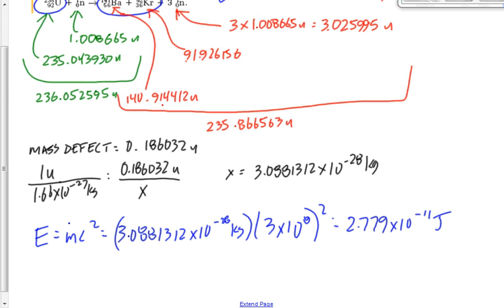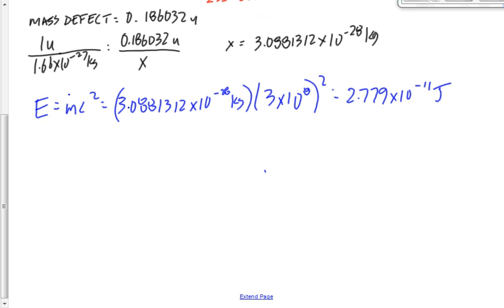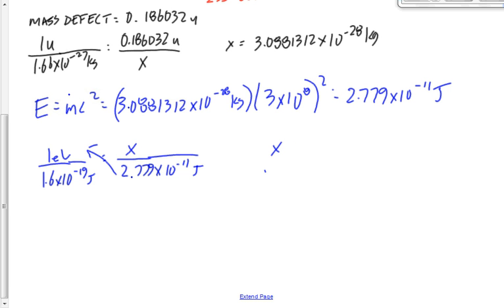Now, that could be fine. If you're given an answer in joules, you're good to go. But what if you're given your 4 options in electron volts, so you've got to convert it? We know how to do that, right? We've done that since unit 2. 1 electron volt over 1.6 times 10 to the minus 19 joules equals X electron volts over 2.779 times 10 to the minus 11 joules. You take the 2.779 up, and we get a number of electron volts. Done. Make sense?